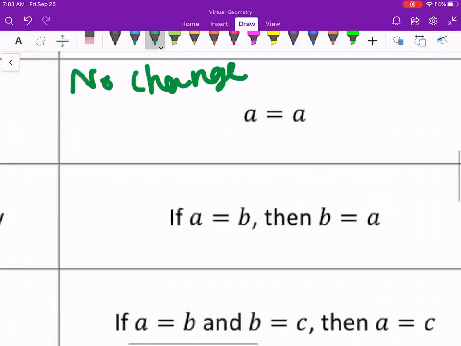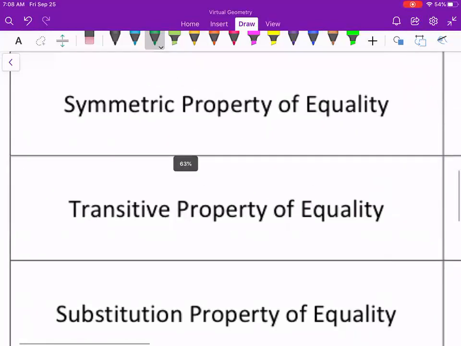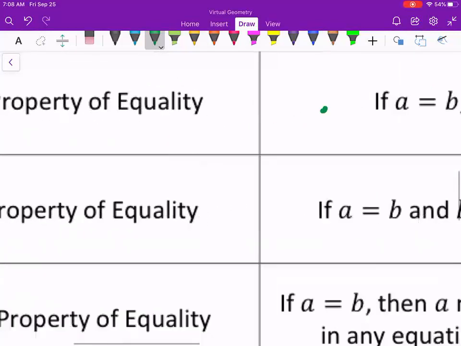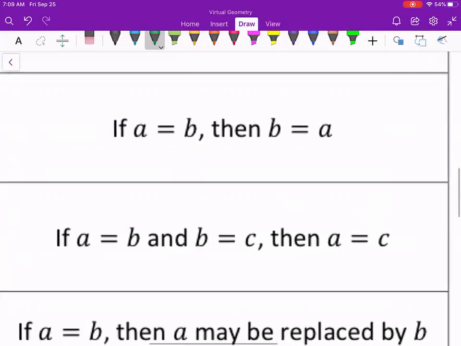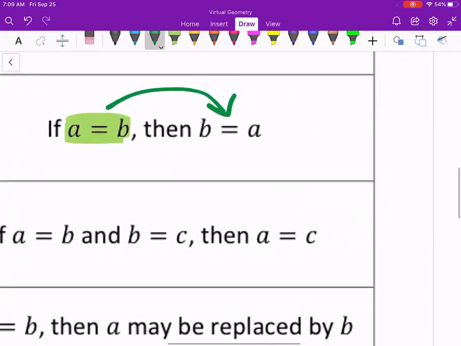Moving right along, then we have what's called your symmetric property. Again, if we focus on the hypothesis and what was done to it to get to the conclusion, all we did for this one was notice what happened to those two letters. The only thing that they did was switch places.